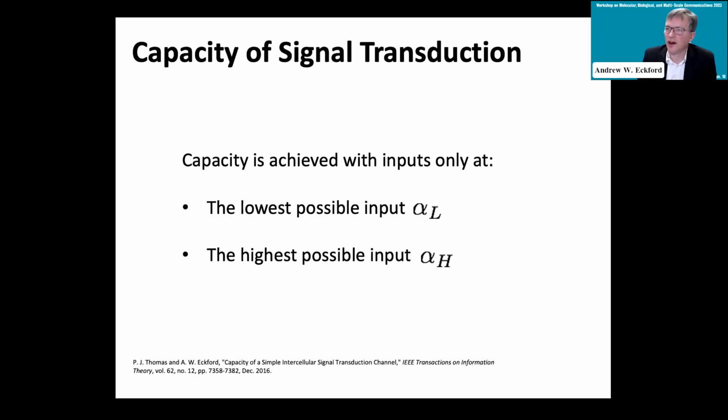Okay. So that might seem restrictive, but we actually have a result. I won't go through the proof, it's not difficult, but it turns out that we showed capacity is achieved with inputs only at the lowest possible and the highest possible input. So in other words, if you have a finite range of concentrations available to you, then the best thing to do is to use a binary signaling scheme where you only use the lowest possible and highest possible concentration. Now that seems a little unnatural.